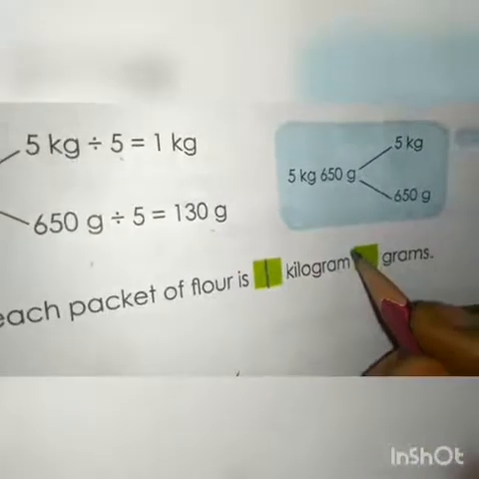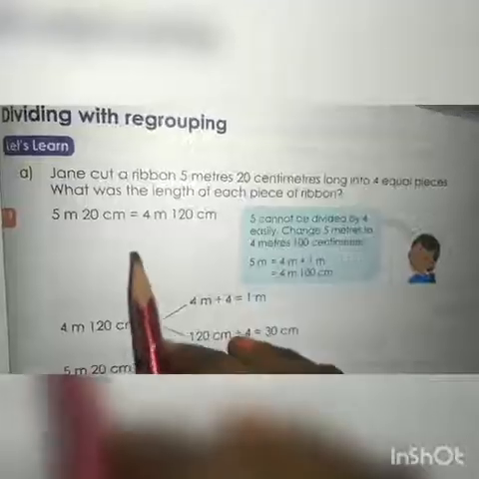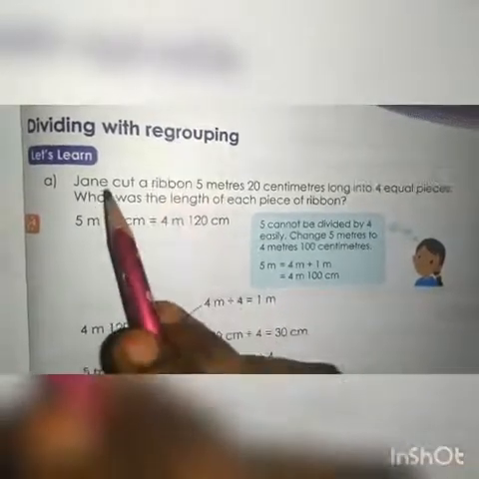1 kg 130 grams. So next method, dividing with regrouping.